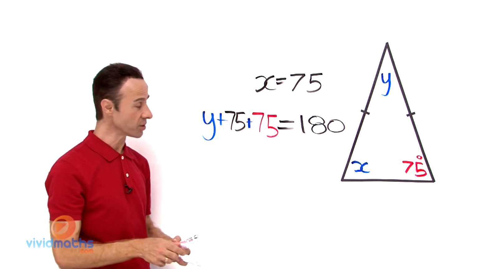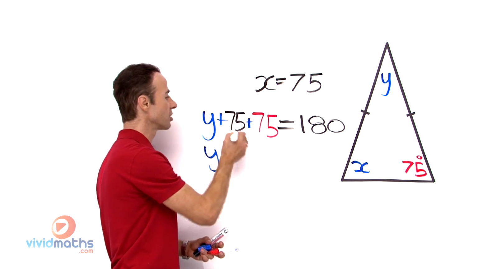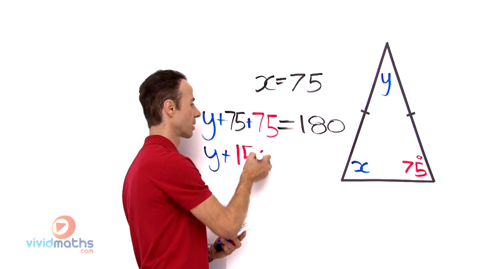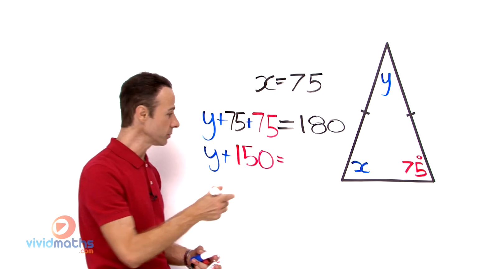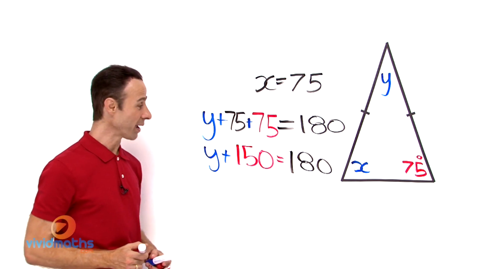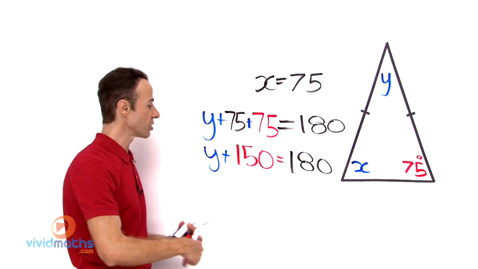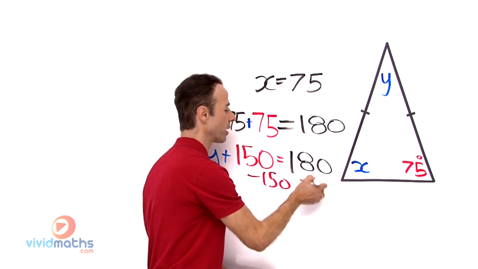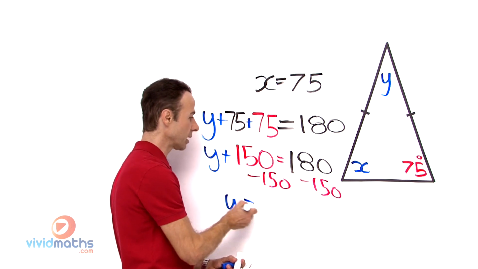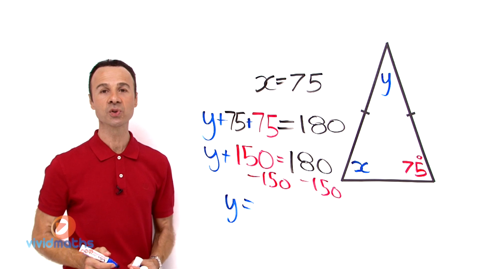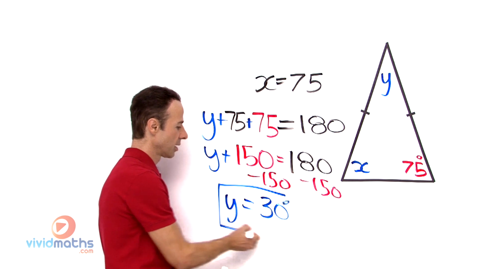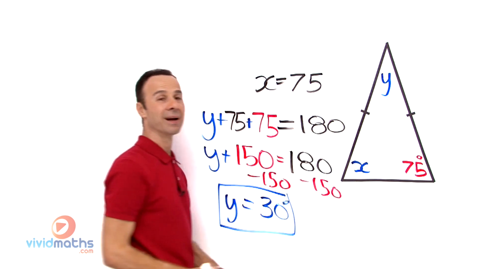Let's solve this equation. So we have y plus 75 plus 75, which is y plus 150, and that equals the angle sum of a triangle. Let's make y by itself by taking away 150 from both sides. So take away 150, take away 150. Therefore, we can bring down the lonely y right here. y equals 180 minus 150, which gives you a grand total of what's left: 30 degrees. And that is the missing angle right up there.